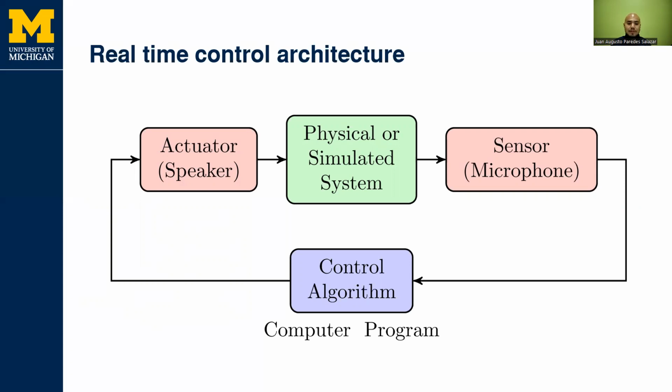Then the control algorithm will use the measurements and yield the input signal required to control the system. Finally, the actuator uses the voltage signal from the control algorithm to act on the system and modulate the system response. Note that the control algorithm is implemented by a computer program.